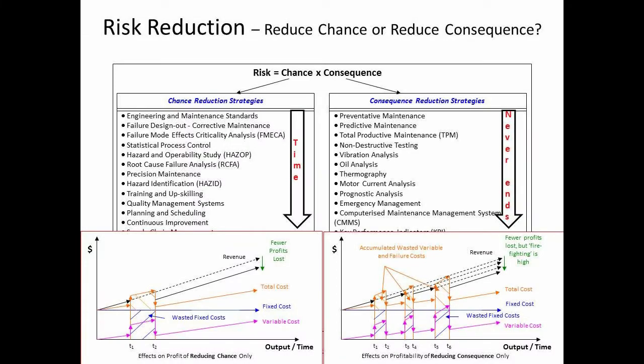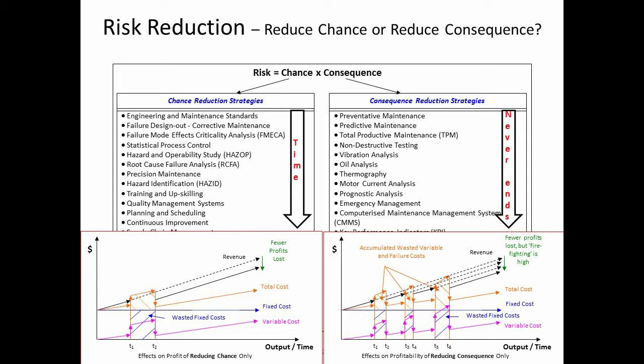When it comes to minimising risk, it's worth understanding our choices that we can work with. I've got up here the risk equation. Risk is chance times consequence. And there's probably only a couple of categories that we can define or we can put our options into.